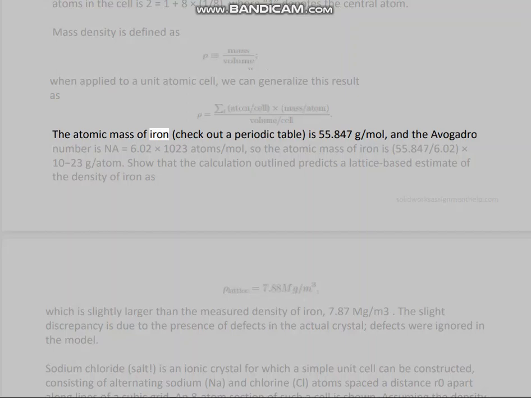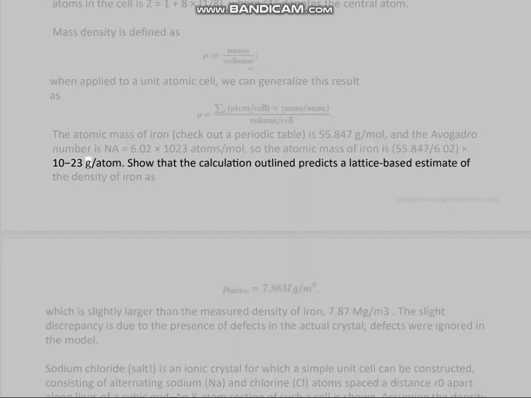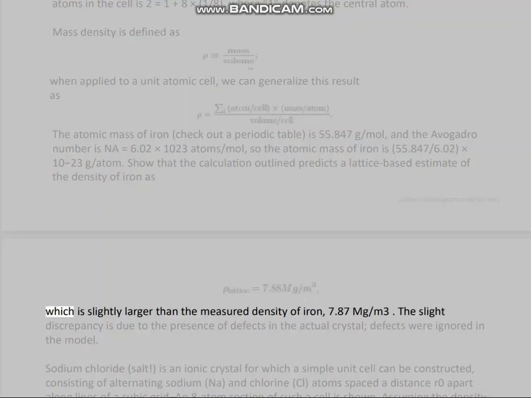The atomic mass of iron, check out a periodic table, is 55.847 grams per mole, and the Avogadro number is Na equals 6.02 times 10²³ atoms/mole, so the atomic mass of iron is 55.847/(6.02 times 10²³) g/atom. Show that the calculation outlined predicts a lattice-based estimate of the density of iron, which is slightly larger than the measured density of iron, 7.87 megagrams per cubic meter.